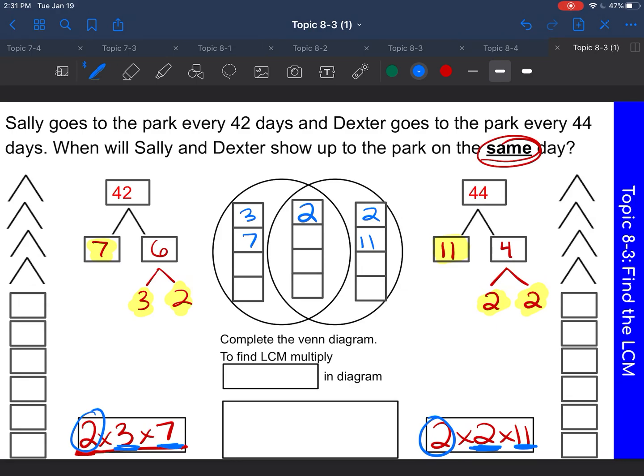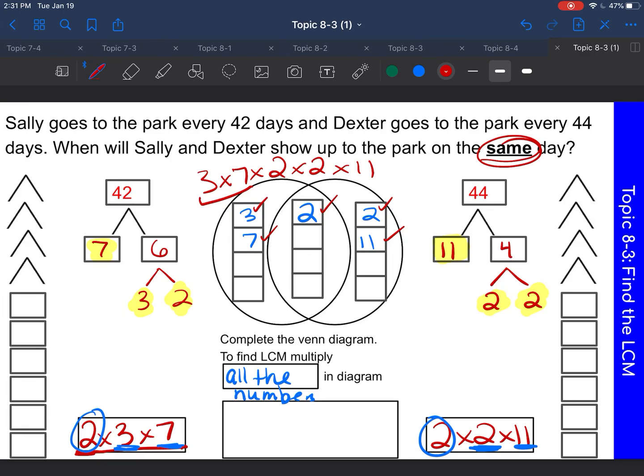So to find the LCM, what we are going to do is multiply all the numbers in the Venn diagram, which means we are going to multiply 3 times 7 times 2 times 2 times 11. I know it seems like a lot, but break it up into chunks, okay? So do that right now. Multiply 3 times 7 times 2 times 2 times 11.